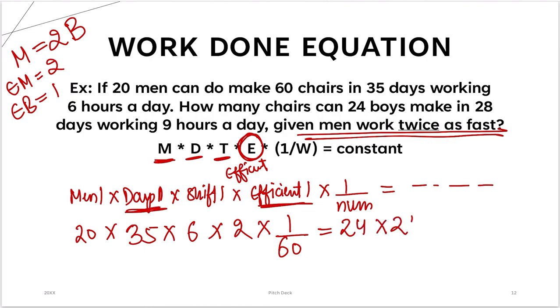How many days are they working? 28. 9-hour shift. And what is the efficiency? Efficiency is 1, because men have twice the efficiency, and 1 by CH is the number of chairs they can build in that time. I hope this is clear. This one is also done.